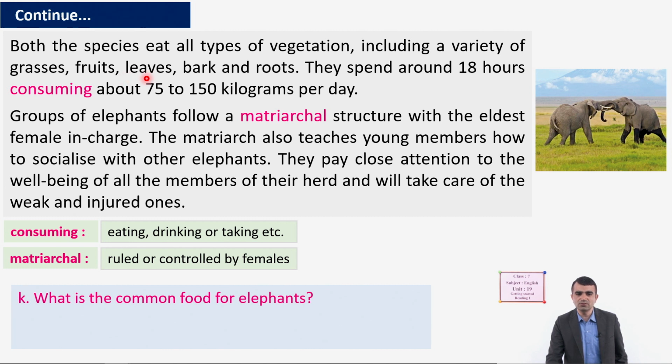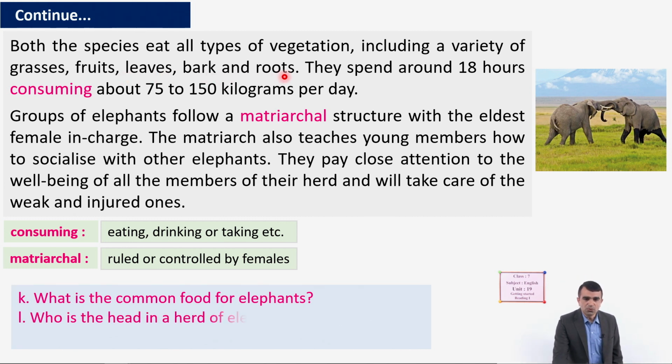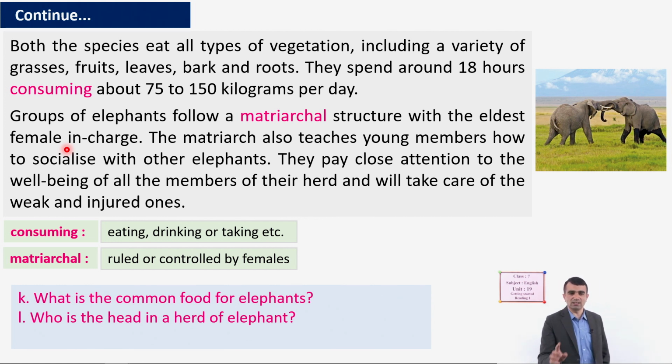Okay, grasses, fruits, leaves, bark, roots. Okay, that is good. Next, who is the head in a herd of elephants, in that group? Who is the head? Eldest? Yes? Okay, the eldest female. The eldest female member is the head.